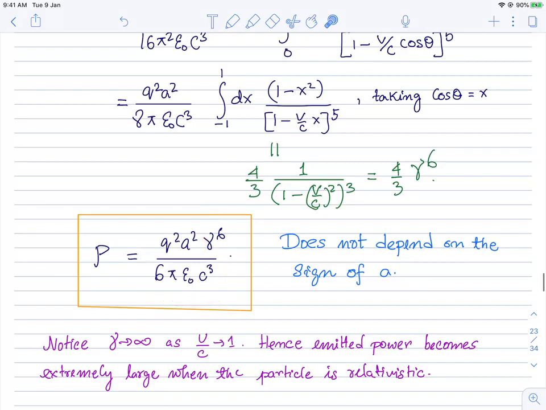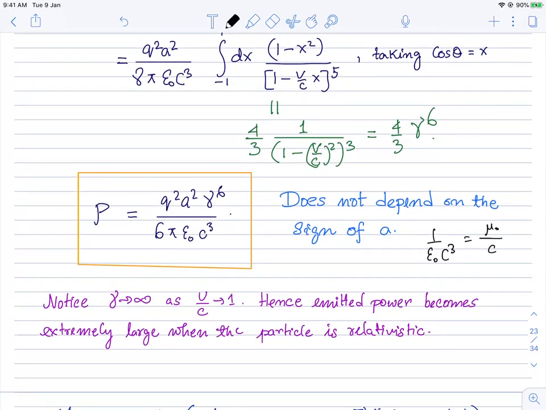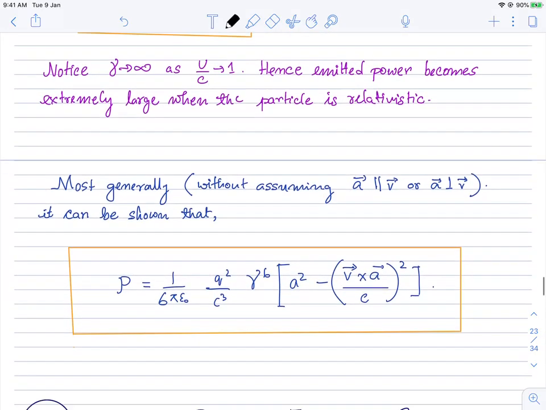And here you will see that, that's because this 1 over epsilon naught times c cube is nothing but multiplying by mu naught on numerator and denominator, mu naught by c. Okay, so that is what it is. So in the non-relativistic limit, the Larmor formula is obtained. But the interesting part is the relativistic limit, where it depends on the velocity how much it will emit. Whether it will emit or not will depend on the acceleration. Okay, that is the point.